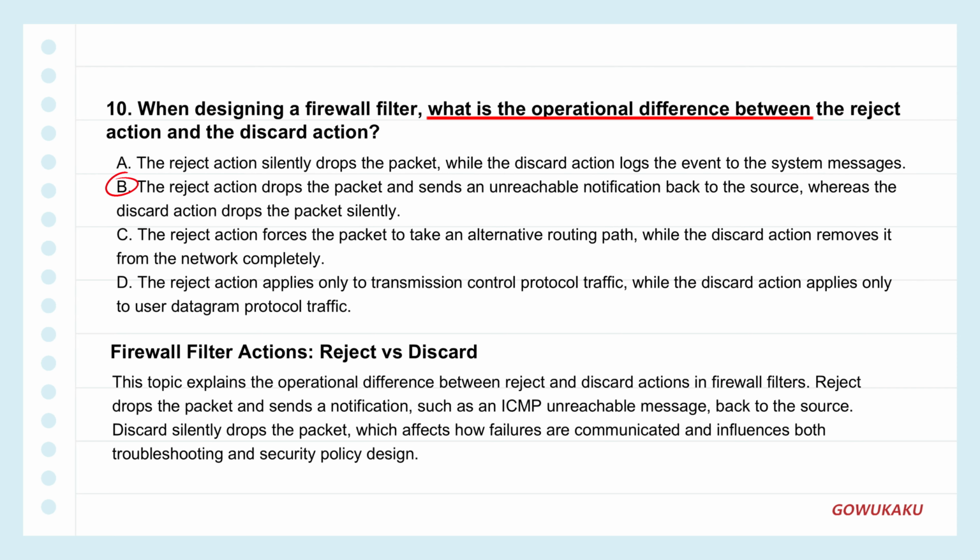Wait, look at option C, though. It says the reject action forces the packet to take an alternative routing path. Like if a bouncer turns me away, I just go to a different club. Does the packet do that? No, because a firewall filter is a rigid wall, not a traffic cop. Its job is solely to permit or deny. If you hit a reject rule, that packet is killed on the spot, not detoured. Okay. Option A reverses the reality of the two actions, and option D is just arbitrary. You can apply reject or discard to both TCP and UDP traffic equally.